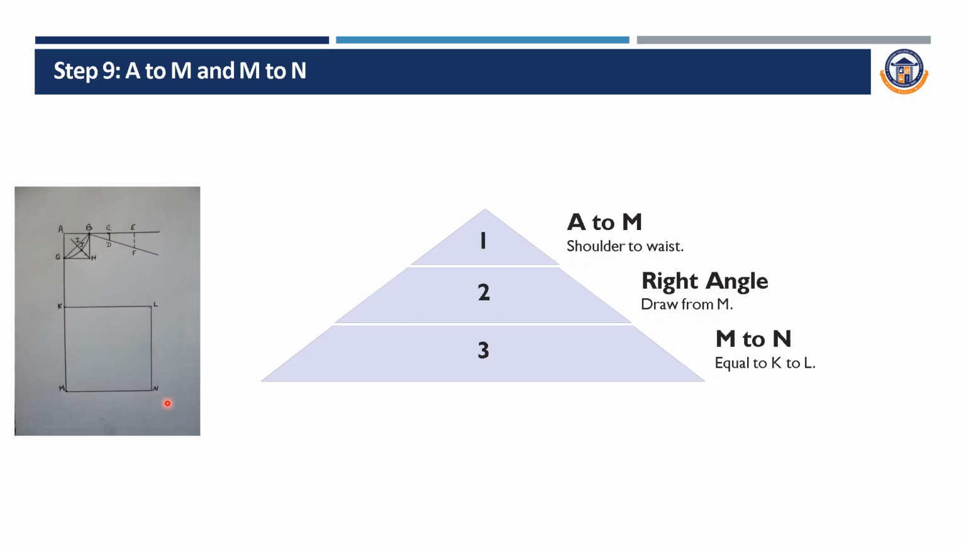So draw a horizontal right angle line outward, which will meet the same level as the position of K to L. Mark it at the same level and make it square down for the entire set, as shown in the figure. Then go to step 10.